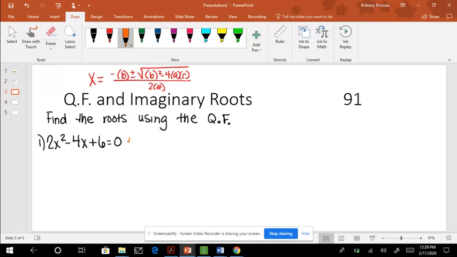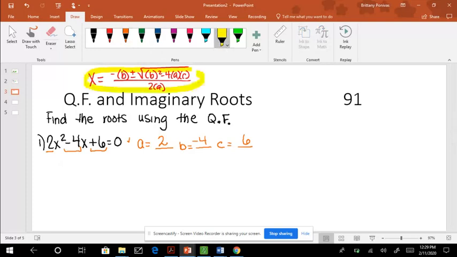Your second step is to plug your a, your b, and your c into the quadratic formula. So I find it easier to state my a, my b, and my c value first. A is the number in front of x squared, so in this case is 2. B is the number in front of x, which is negative 4. And c is the number at the end, which is 6. So again, I'm not going to write the quadratic formula. I'm just going to automatically plug in our values as I write it on the next step. But you need to make sure that you memorize that equation.